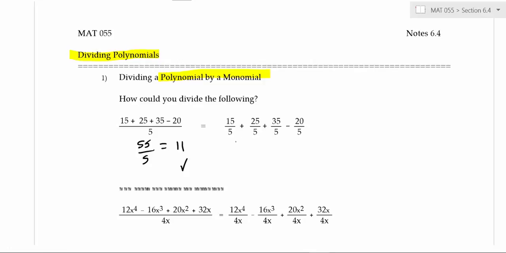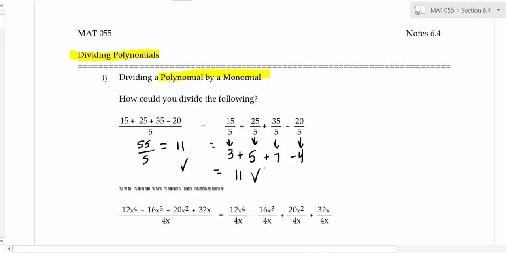It turns out, though, it also works if you just break this up into four fractions. You can say 15 over 5 plus 25 over 5 plus 35 over 5 minus 20 over 5. Let's see if we get 11 if we do this. 15 divided by 5 is 3. 25 divided by 5 is 5. 35 divided by 5 is 7. And 20 divided by 5 would be 4. So if you add that up, 3 plus 5 is 8, plus 7 is 15, 15 minus 4 is 11. So I'm just proving to you that it works.